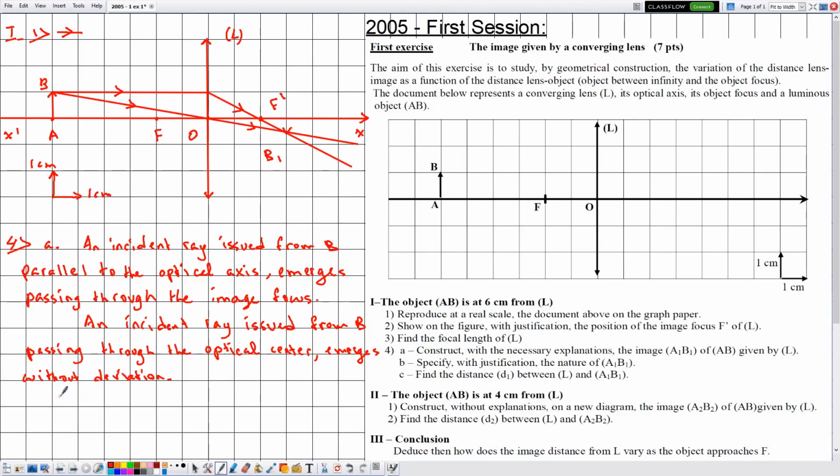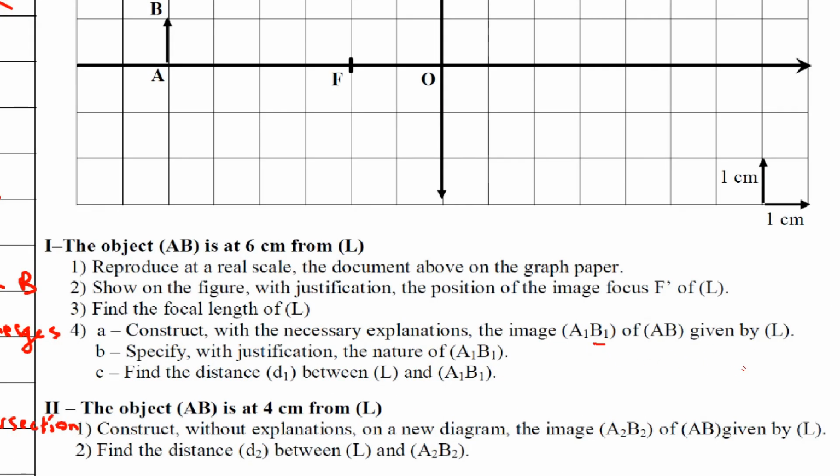Now let's do the justification. Then the image B1 of B is the intersection of the emergent rays. So now we have done the tracing and the justification of B1, and it's left to trace and justify A1.